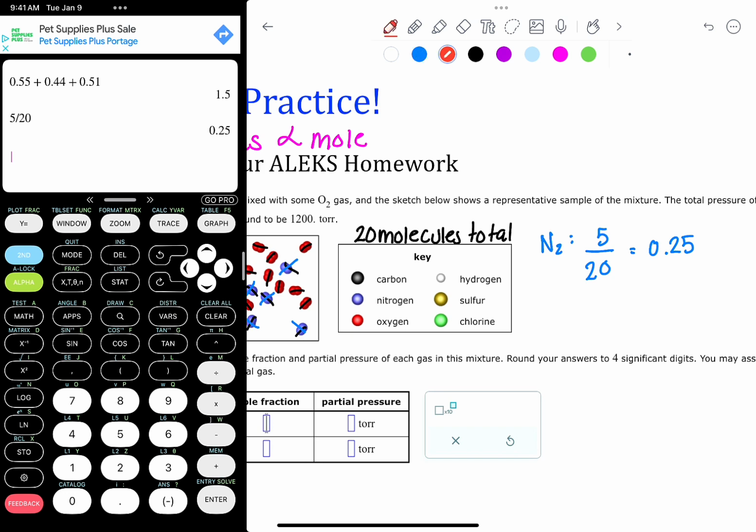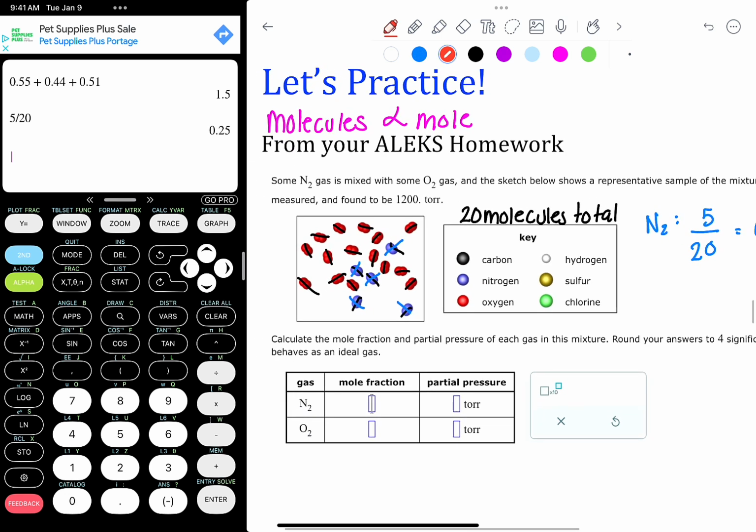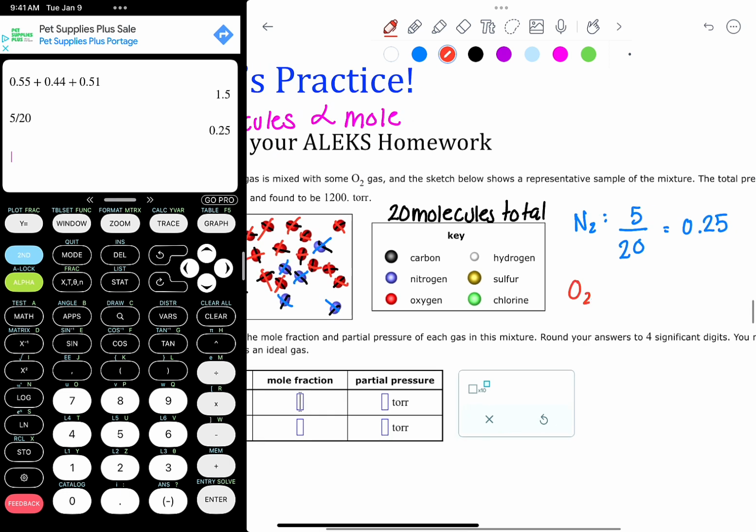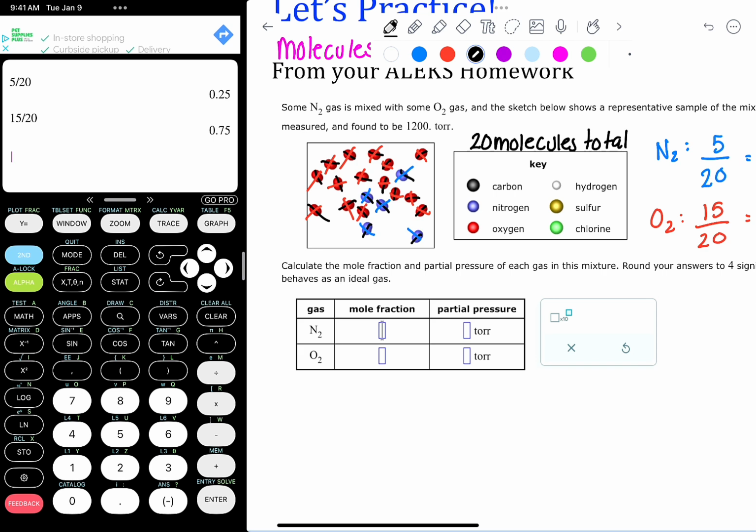For oxygen, oxygen is red, so there's 1, 2, 3, 4, 5, 6, 7, 8, 9, 10, 11, 12, 13, 14, 15. Oxygen, there's 15 out of 20. So we do 15 out of 20, and that's 0.75. So those are your mole fractions, 0.25 and 0.75 for each of those.